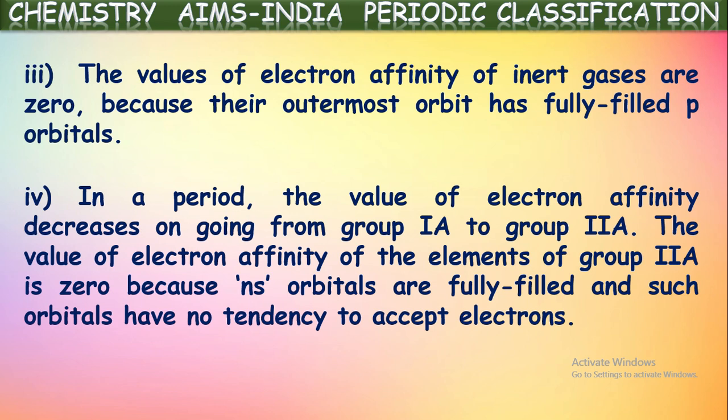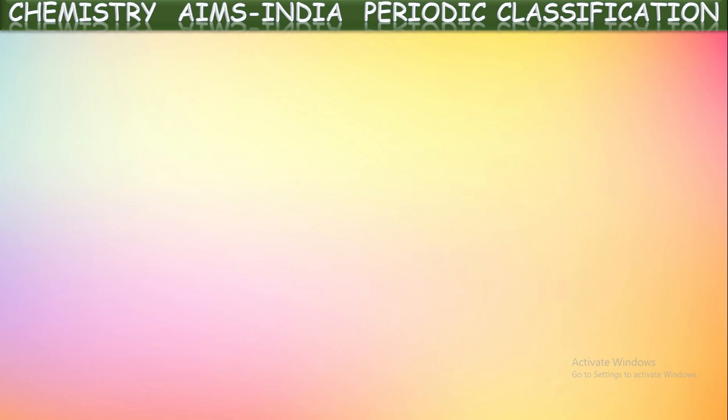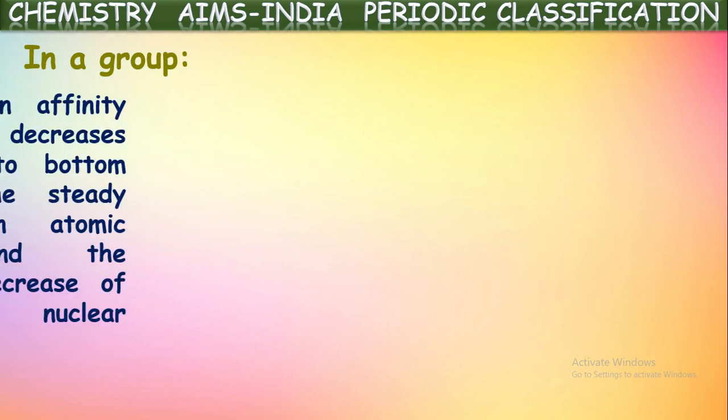But in case of second group elements, their ns orbital, that means the outer shell s subshell, is completely filled, so there is no chance for attracting an electron. That's why for second group elements, electron affinity is considered almost 0 because of their completely filled s subshell in the outermost shell. So there is no tendency of accepting electrons, and hence electron affinity values are 0 for them. Okay. Next, let us see how electron affinity trends in a group.